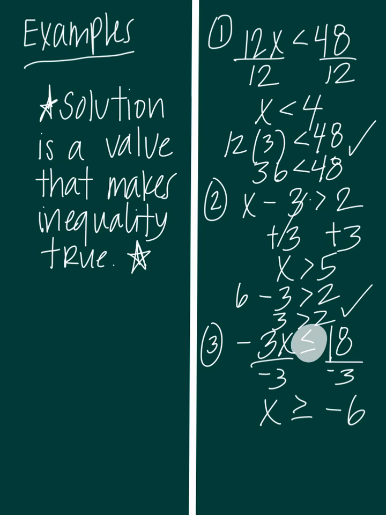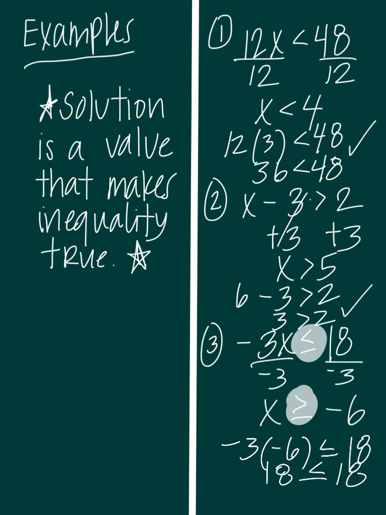I'm going to highlight that just so you'll see it. So what that means is a solution for this inequality would be any number greater than or equal to -6. So technically, because it says equal to, we could choose -6. So -3 times -6 is less than or equal to 18. We get 18 is less than or equal to 18. That's true.